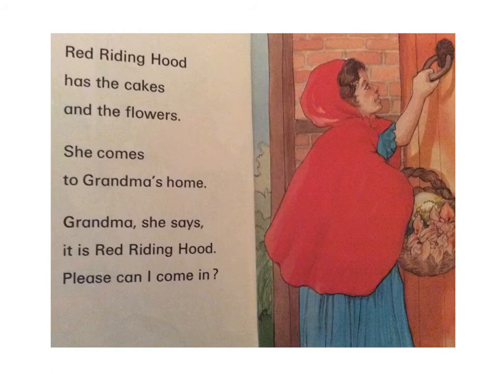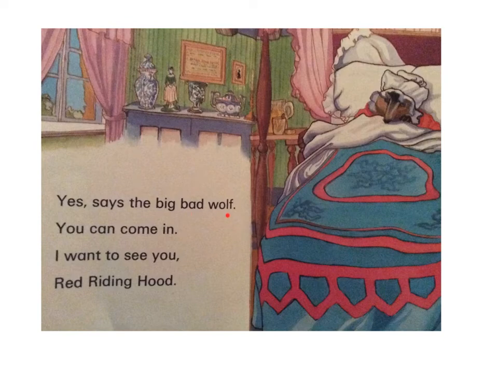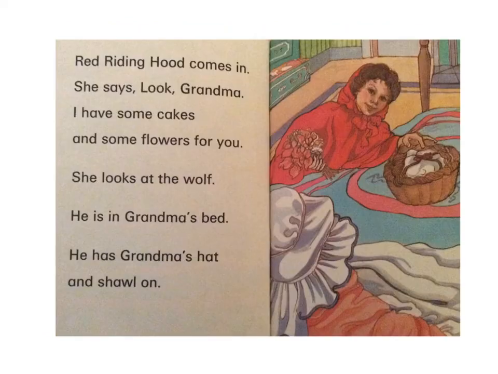Red Riding Hood has the cakes and the flowers. She comes to Grandma's home. "Grandma," she says, "it is Red Riding Hood. Please can I come in?" "Yes," says the big bad wolf. "You can come in. I want to see you, Red Riding Hood." Red Riding Hood comes in. She says, "Look, Grandma, I have some cakes and some flowers for you." She looks at the wolf. He is in Grandma's bed. He has Grandma's hat and shawl on.